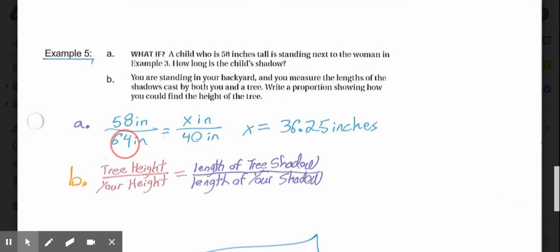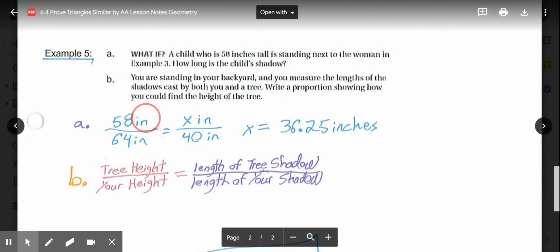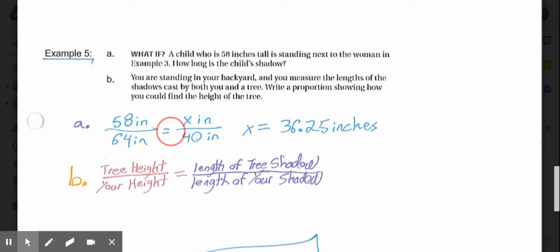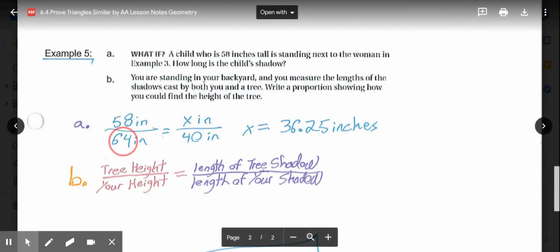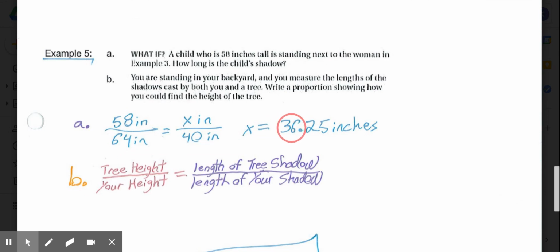We could have done woman on top, then the child would have to be on bottom on both sides. So in this case, 58 inches, child's height, over woman's height of 64 inches, equals our unknown shadow length over the woman's shadow of 40 inches. Cross multiply 40 times 58, divide by the 64, and we know x is 36.25 inches. So the child's shadow would be 36.25 inches long.